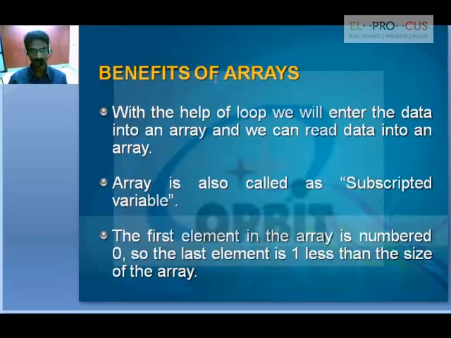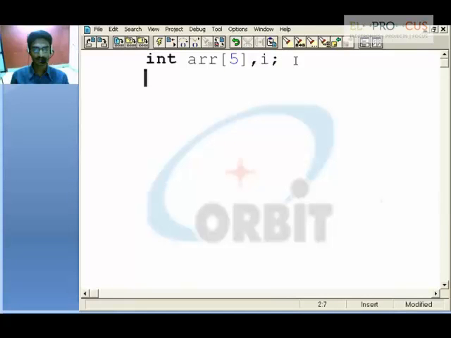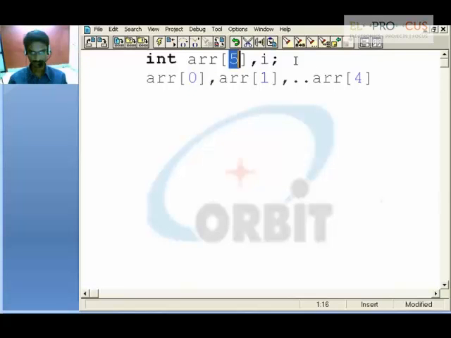The first element in the array is numbered 0 so that the last element is less than the size of the array. That is, this is an array in which we'll be having ARR of 0th block, comma, ARR of first block, comma, and so on up to ARR of 4th block. So if it is 0, 1, 2, 3 and 4, overall 5 blocks according to the given size, starting from 0 and less than the given size.